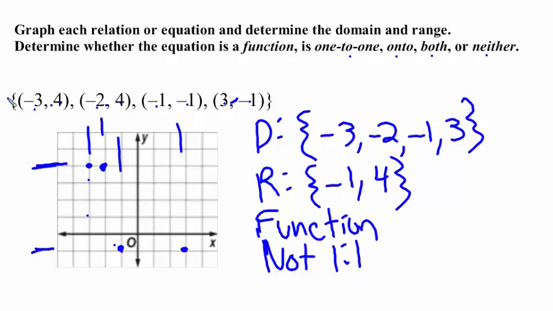Onto is a little tricky sometimes. Because in the set here, yeah, it's onto. Every single y value is being used. However, once you display it on a graph, you're only using y values at -1 and at 4, but you're leaving all these other y values open because you put it on a graph. So you're showing infinite y values. So it's not onto either, only because it's on a graph.